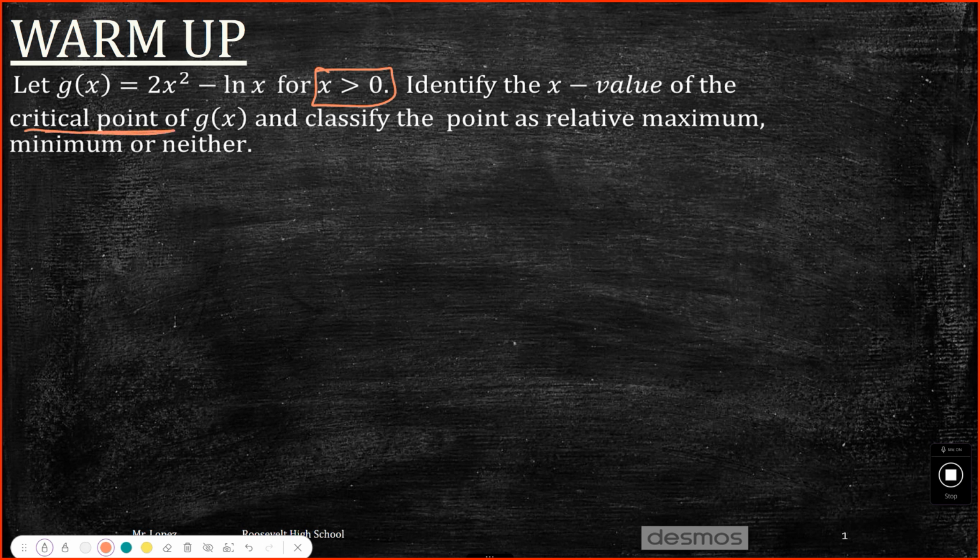So what should we do to find critical points? Just take the first derivative, set it equal to 0, no? First derivative, so g prime of x equals 4x minus the derivative of ln x, which is 1 over x, equal to 0.